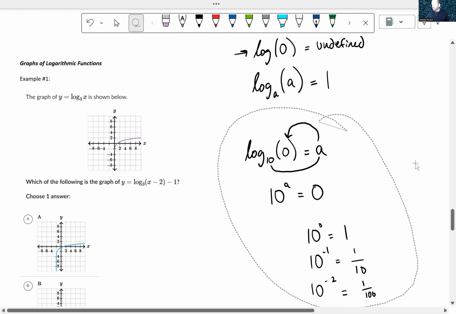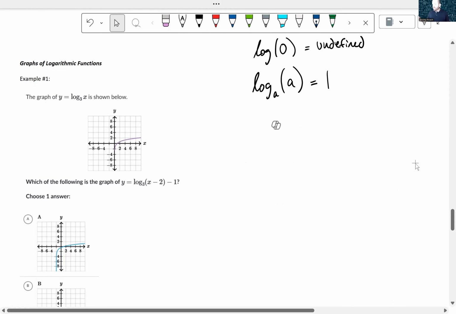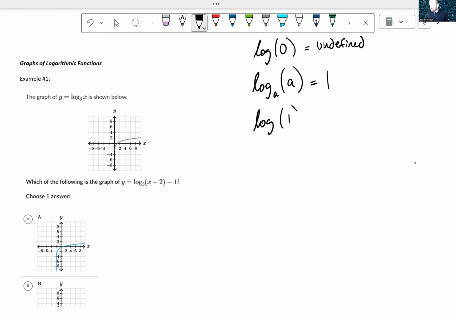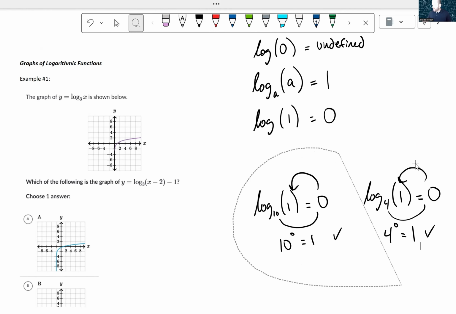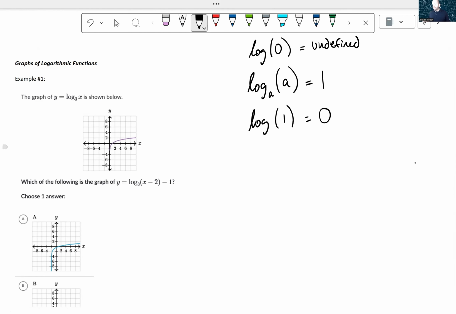Okay, so that's another rule that we need to know. And then the last rule is log of 1 is equal to 0. Let's take a look at why that is. If we had log base 10 of 1 is 0, if we rewrite that as an exponent with the snail rule, it becomes 10 to the 0 equals 1, and that's a true statement. If we had log base 4 of 1, that also equals 0, because if we did the snail rule and rewrote it as an exponent, we get 4 to the 0 equals 1, and that's a true statement. Okay, so we're going to use these three rules in order to answer our logarithmic graphing equations.